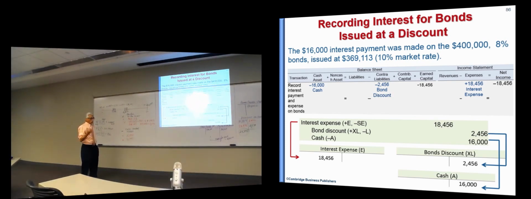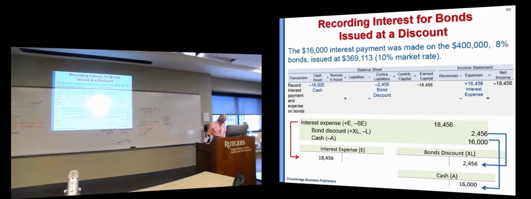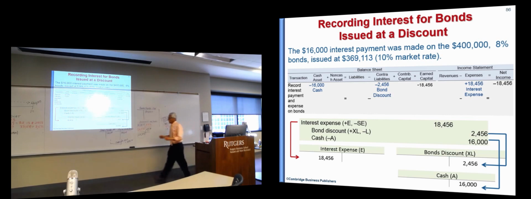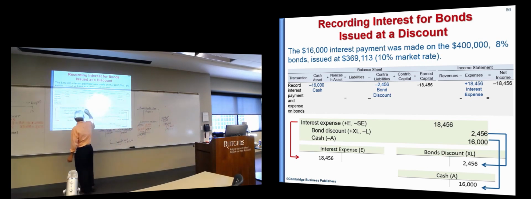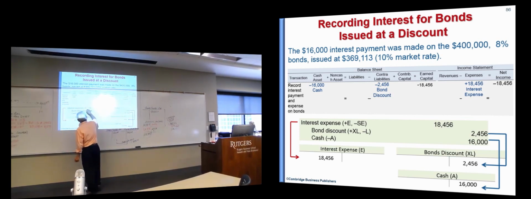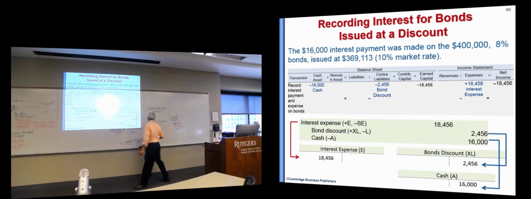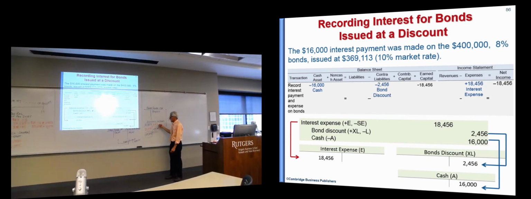effectively increasing the liability. So this is one case where I really don't like the notation here, because it really should be reducing. This is another typo on their part. They really should be reducing the contra and increasing the liability. So this should be plus liability and minus contra. Because when you credit the discount, you're reducing that account, and it increases the liability, and cash is always the same. It's always the $16,000 for that cash.